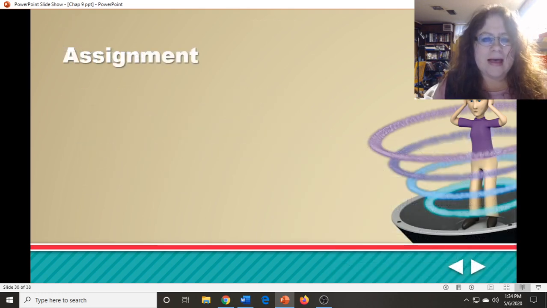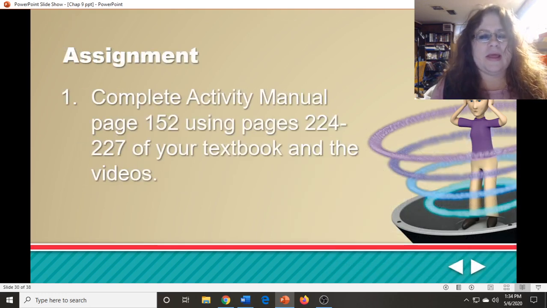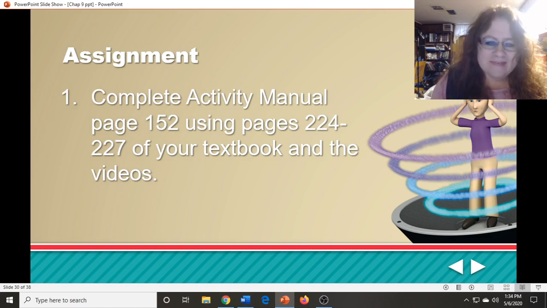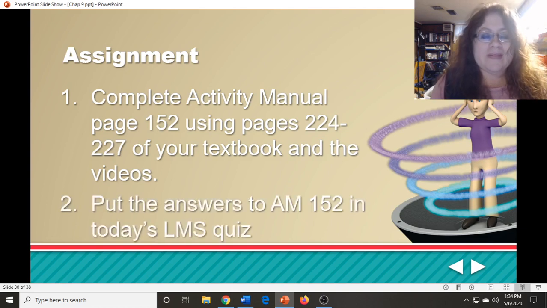Okay, your assignment. You're going to complete Activity Manual, page 152. It covers the information on pages 224 through 227. You can use your book, your textbook, and you can use the videos I made for that. You're going to put the answers into the LMS quiz today. You can either write the answers in the book first, or you can just go right to the quiz and take the quiz, and it's the same thing as the book page.